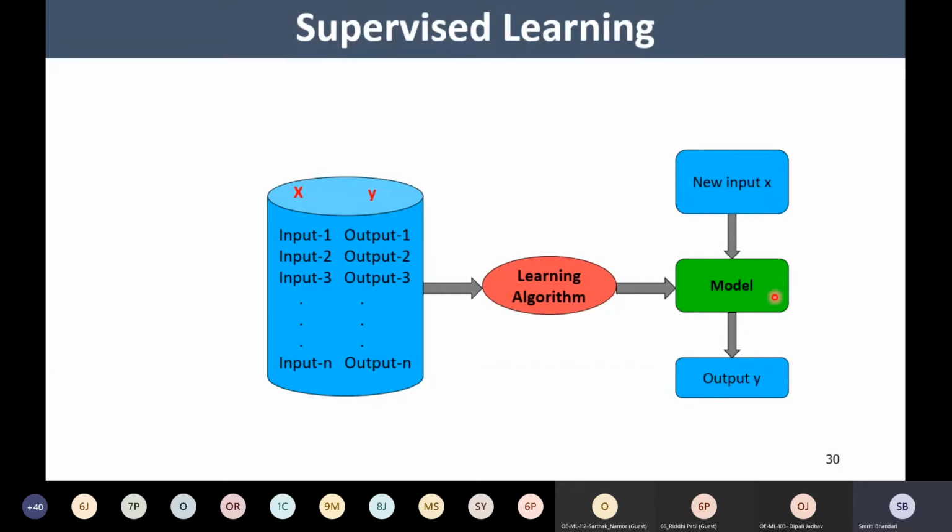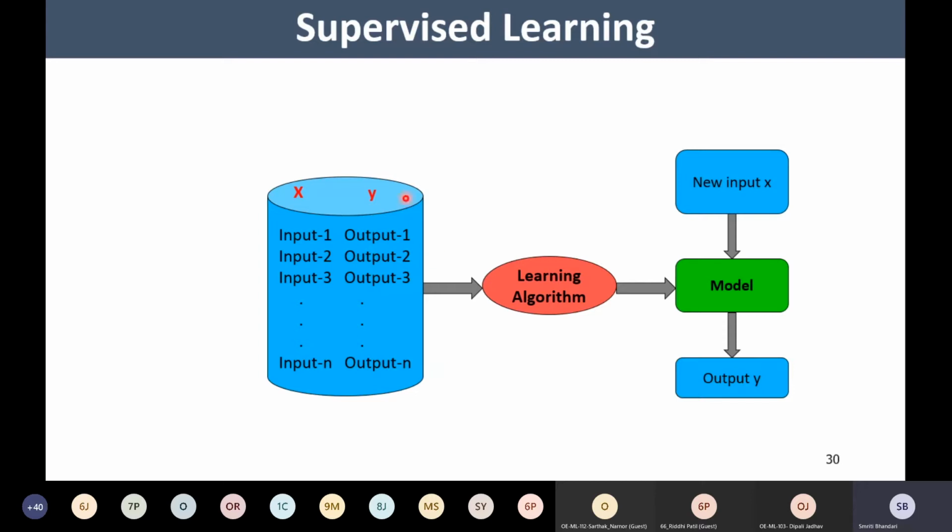The model is a mathematical function. We are going to focus on the learning algorithms, which build various different kinds of models. The model is nothing but a mathematical function used for predicting the output for unknown data. Once my model is created, I'll provide a new input X, the unknown data, unknown X. Based on whatever it has learned, my model is going to provide me the output Y.